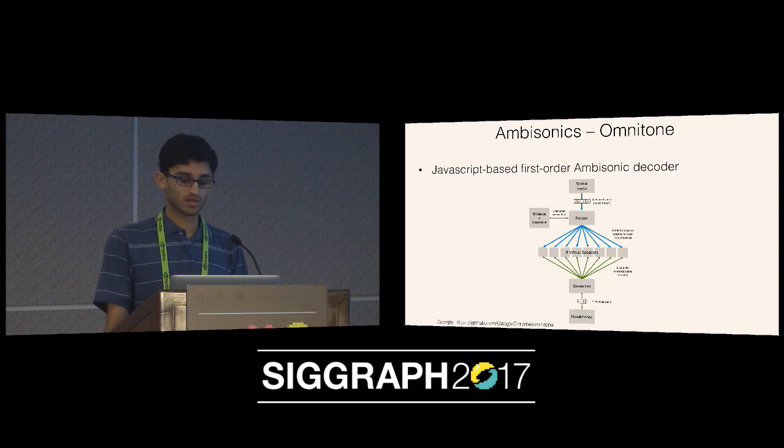However, for real implementations, you're going to want a larger number of speakers and a faster implementation. And luckily, Google provides something called Omnitone, which is a JavaScript-based first-order ambisonic decoder that works directly with all of the WebGL and other stuff that we've been presenting in the course. They render 8 virtual speakers and then use much of the HRTF and other spatial audio stuff that I mentioned in the first half in order to mux it down to 2-channel audio for your ears.